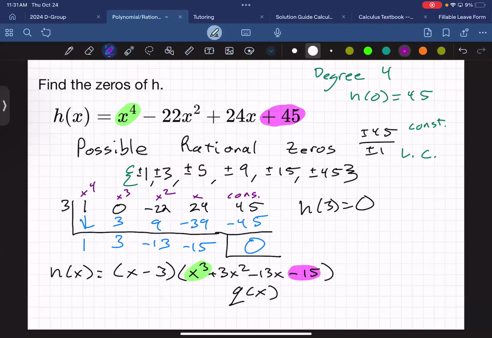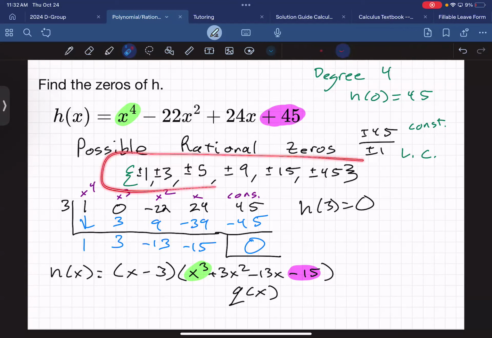Did the leading coefficient change? Oh, it was 1, it's going to stay 1, right? And it shouldn't change. When doing synthetic division, the leading coefficient better not change. What did my constant do though? It went from 45 down to 15.